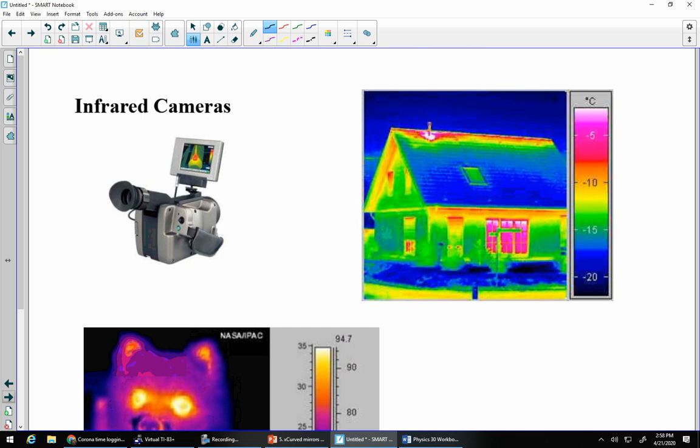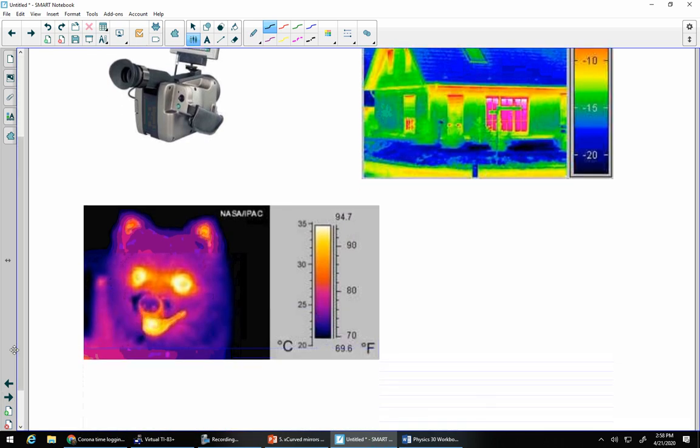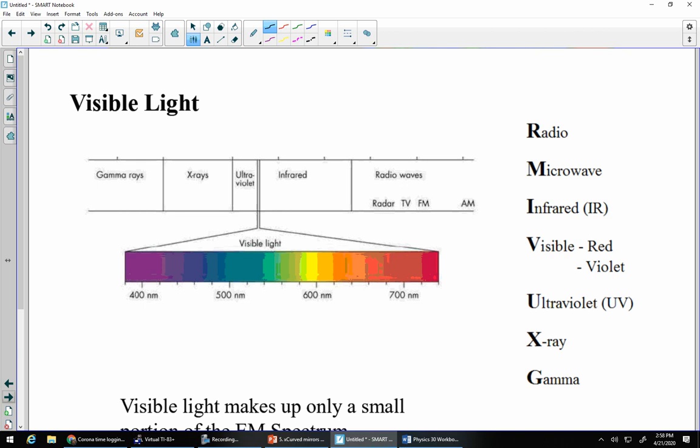So you can see things that are warmer, you can see things that are cooler, you can see crazy, weird looking, fuzzy chihuahuas or whatever this is, where the fur, that's the blue part, is insulating them, and the eyeballs and the mouth and the ears are less insulated, so they end up looking like a demon dog.